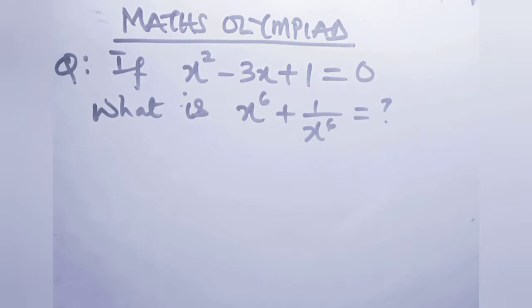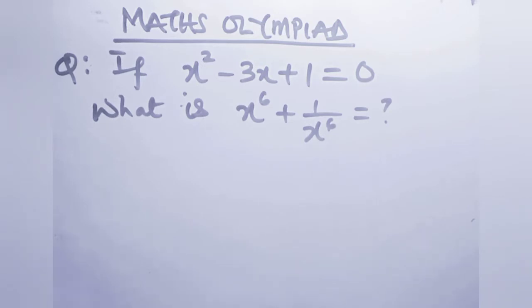In this tutorial, I'm going to show you how you will be able to solve this type of maths Olympiad question. When we look at the question very well, we have a quadratic equation and then we are asked to find the value of the expression x raised to power 6 plus 1 over x raised to power 6. When we look at the quadratic equation, we see that we cannot factorize it, and that is why we cannot easily get the value of x raised to power 6 plus 1 over x raised to power 6.